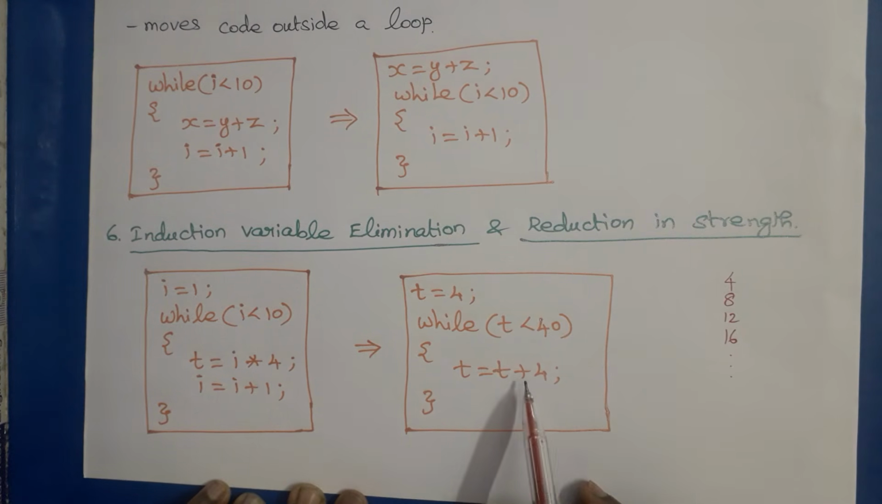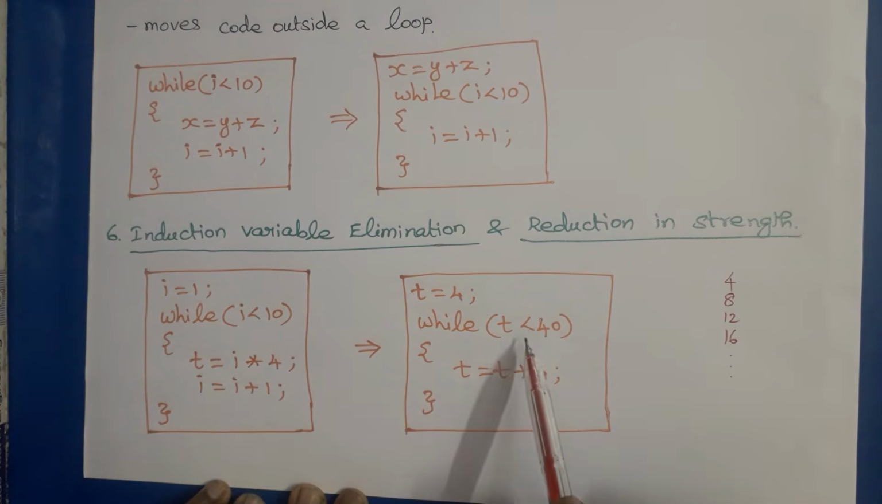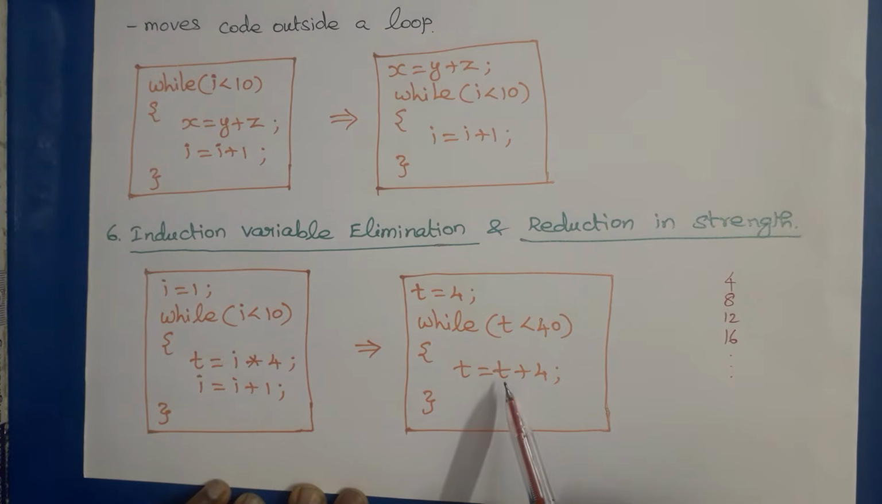Here multiplication is replaced by addition, and we have completely removed the induction variable i. There is no i equals 1 and i equals i plus 1. But instead of the condition i is less than 10, here we need to use t. t is less than 40, because i is executed for 9 times and each time it is increased by 1, but here t is increased by 4. Therefore this condition must be checked for less than 40. So the induction variable i is eliminated and multiplication is replaced by addition.